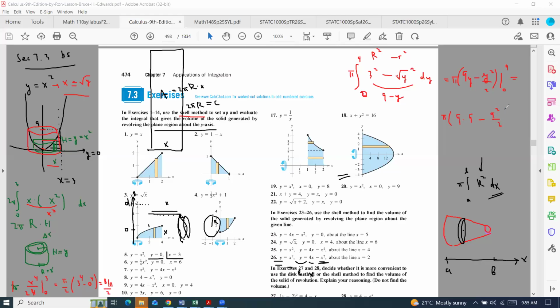So now I plug in 9 for y's, and that should be my answer, because when I use 0, it's 9. Instead of x, it all becomes 0. So 81, subtract 81 over 2. So you end up with 81 over 2 times pi.